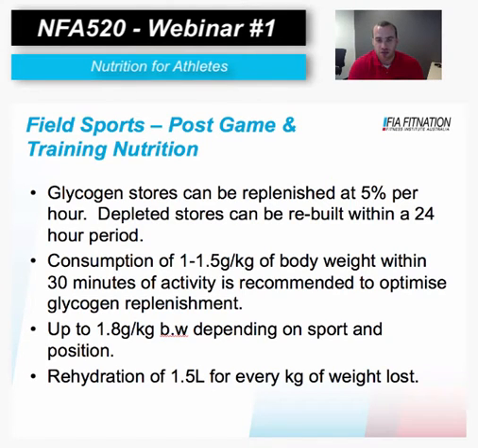Rehydration is really important as well. So a rehydration rate of 1.5 litres for every kilogram of weight lost. So it's really important as the nutritional coach that before and after training sessions you weigh your clients, because that is going to allow you to determine how much fluid they then need to take on. And remember, consuming too much fluid can also be detrimental to performance as well. Okay, so it's important to try and get that balance.